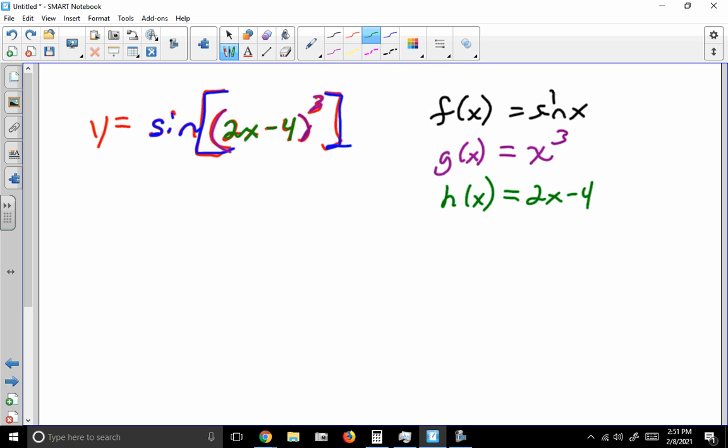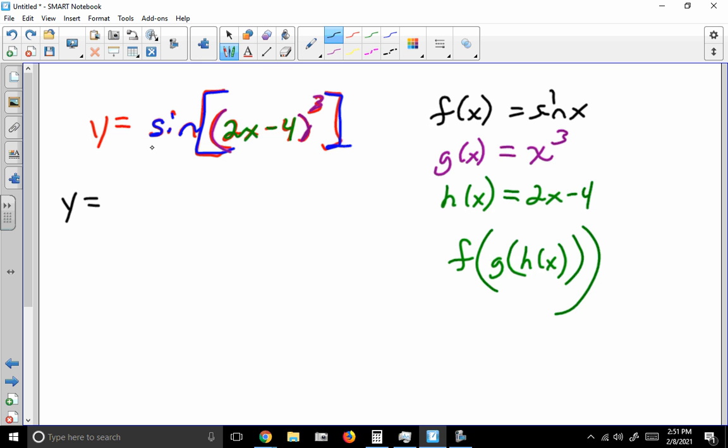So it's getting deeper, more layers. So h goes on the inside. That goes into g. And all of that goes into f. So how are we going to take that derivative? So let's do it by substitution.